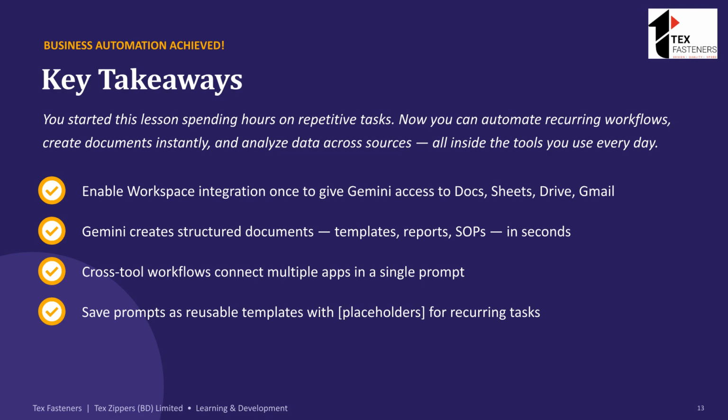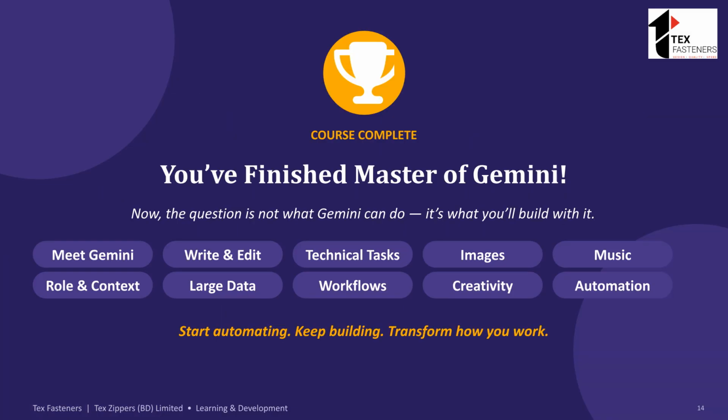Let's review what you've learned. First, enable workspace integration once, so Gemini can work with Docs, Sheets, Drive, and Gmail. Second, use Gemini to create structured documents, such as templates, reports, and SOPs in seconds. Third, connect multiple workspace tools together using cross-tool workflows. And finally, save your successful prompts as reusable templates using placeholders for recurring tasks. You started this lesson with repetitive tasks that could take hours. Now you have a framework for automating those recurring workflows.